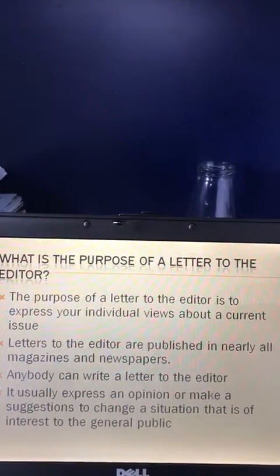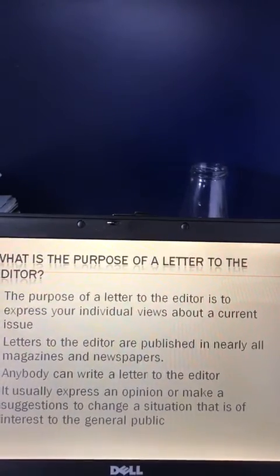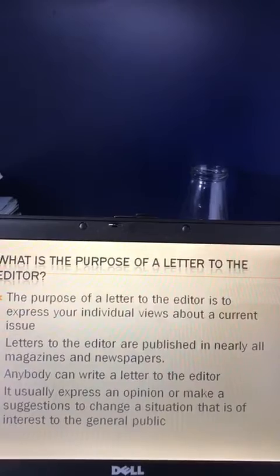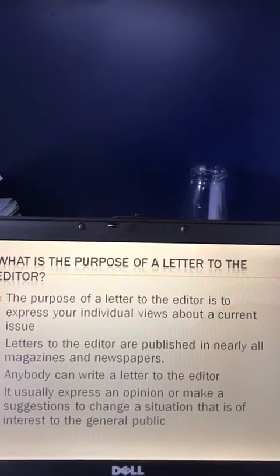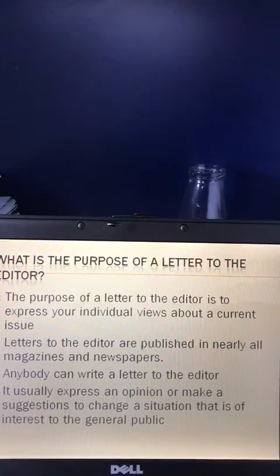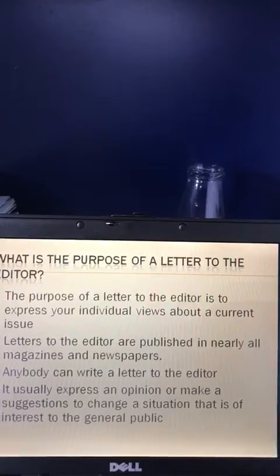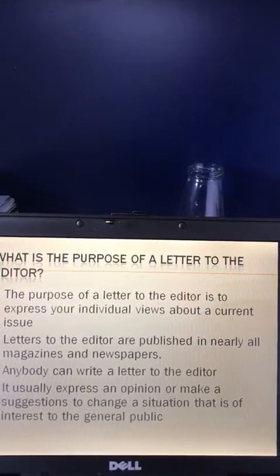Like all letters to the editor, they have a purpose. So the purpose of a letter to the editor is to express your individual views about a current issue. Letters to the editor are published in nearly all magazines and newspapers. Anybody can write a letter to the editor. It usually expresses an opinion or makes a suggestion to change a situation that is of interest to the general public.